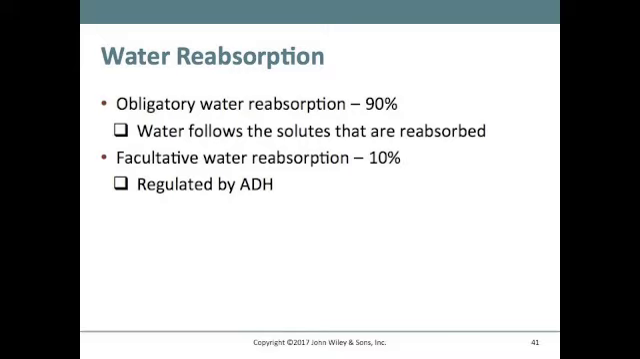Reabsorption of the final 20% of water is termed facultative reabsorption. The word facultative means capable of adapting to a need. Facultative water reabsorption is regulated by antidiuretic hormone and occurs in the late distal tubule and throughout the collecting duct.